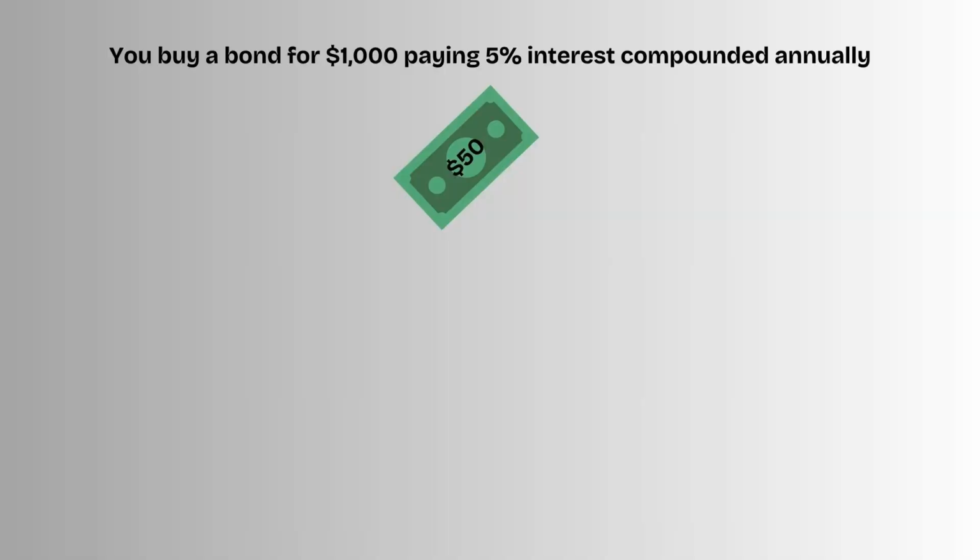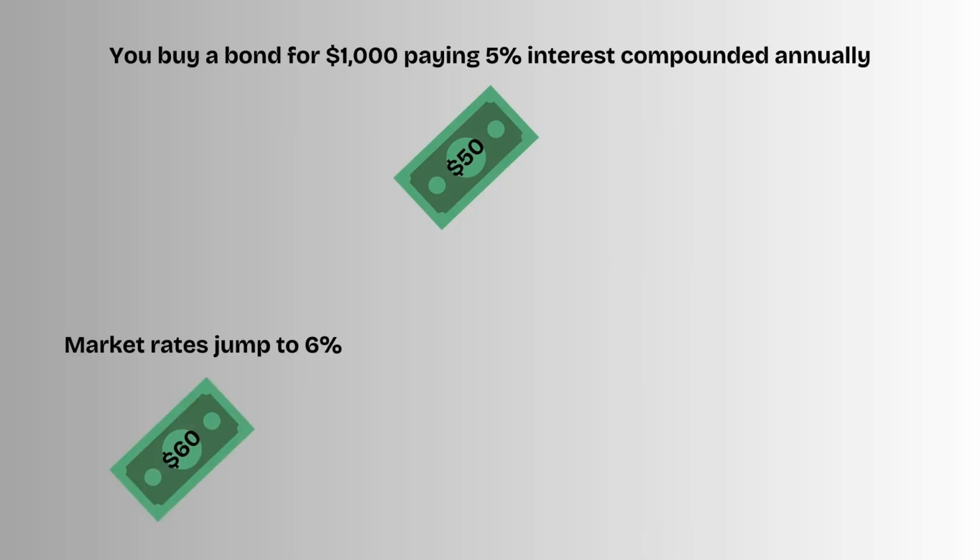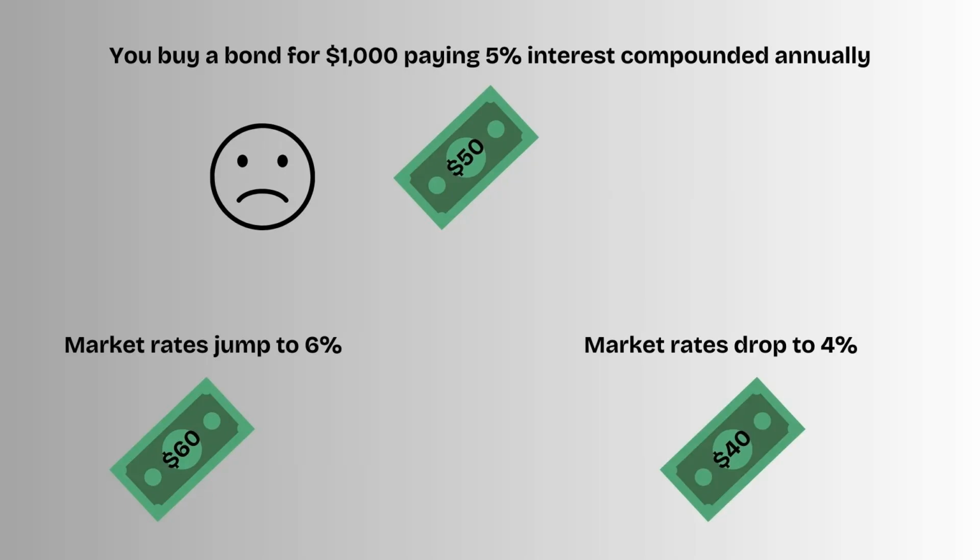To clarify, let's use some numbers. Imagine you buy a bond for $1,000 that pays 5% interest annually. That's $50 per year. Now, if market rates jump to 6%, new bonds pay $60 annually on a $1,000 investment. To make your bond appealing, you'd have to sell it for less, maybe around $900, so the buyer gets a similar yield. But if rates drop to 4%, your 5% bond becomes a hot commodity, and buyers might pay more than $1,000 to get that higher return. That's the inverse relationship in action.